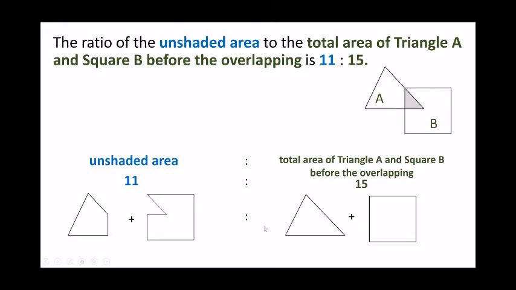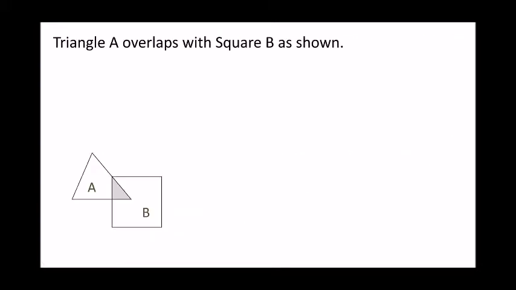this, the triangle plus the square before overlapping. You add both of these equals to 15 units, and when you add the unshaded area up, it equals to 11 units. Okay, with this, let us do our question.